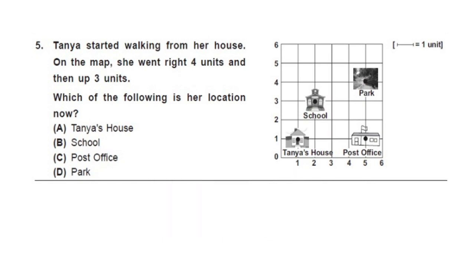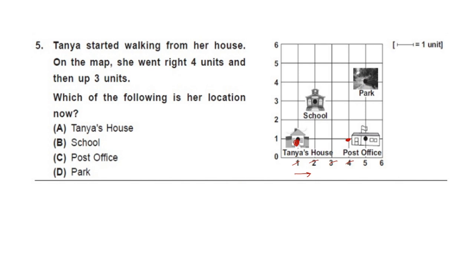Well, let's look at this together. Now, Tanya started walking from her house. So, this is where her house is. She went 4 units right. So, this side is right. So, 1, 2, 3, 4. So, she went 4 units right.